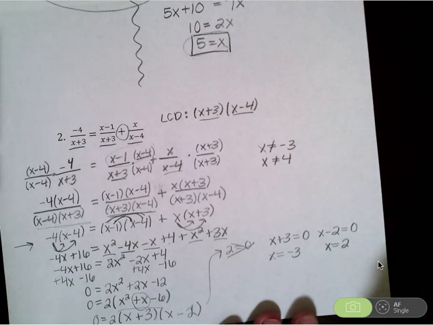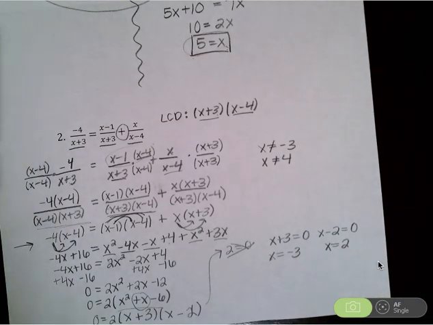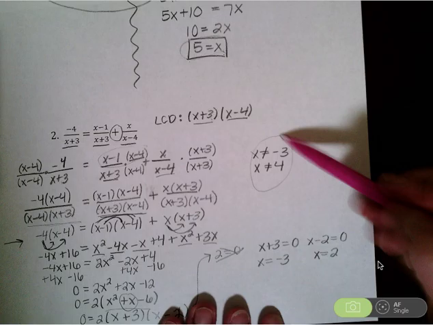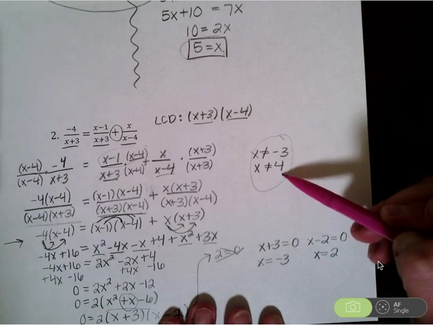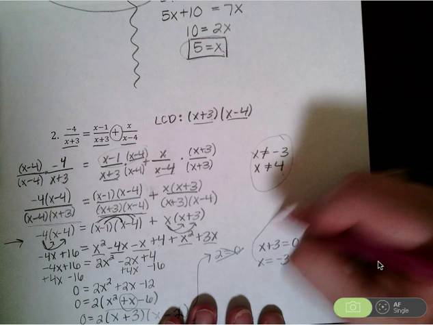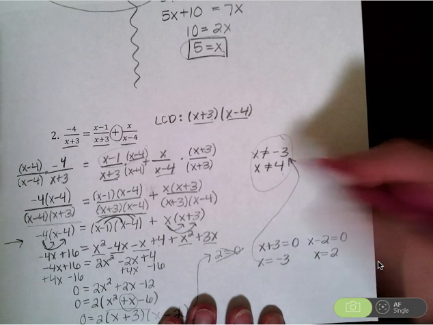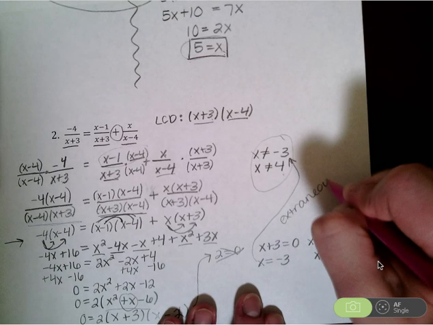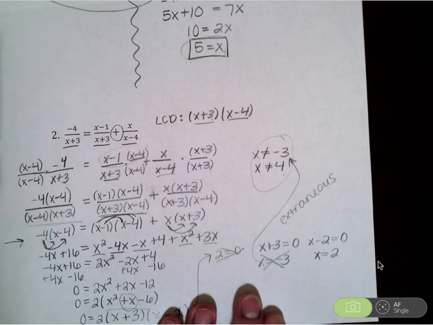All right, but you can't just box these in and say, Miss B, yay, I did it. Okay, here's why. You have to go back and look at your restrictions because you've already told me that x can't be negative 3 or 4. And those are stronger than the answers that you actually found. So the fact here that you found a solution that is also a restriction, that's what we call that fancy word extraneous, okay? So that's actually not a solution.